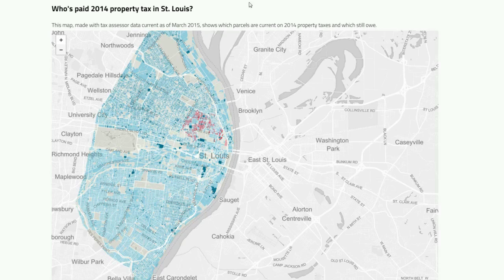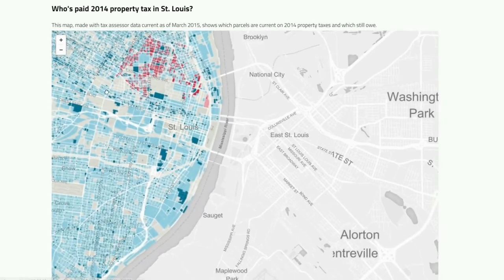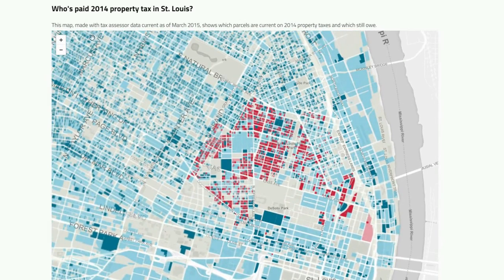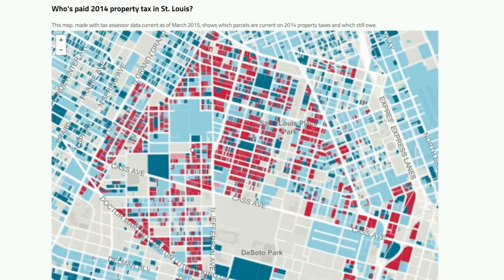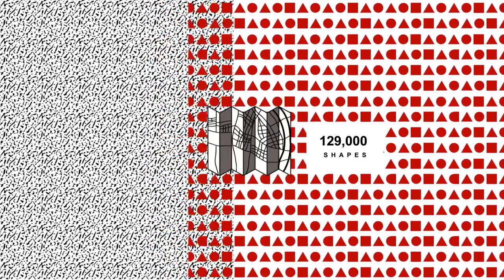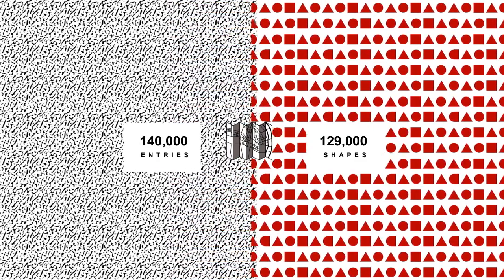The large map presented a different challenge. We needed to know only whether a piece of property was owned by Northside Regeneration or not, and if any taxes were owed. And of course, we wanted to show the entire city, not only a small part. The shape file, the file that represents the actual map, was huge and contained 129,000 shapes, while the file with the data representing every parcel in the city had more than 140,000 entries.